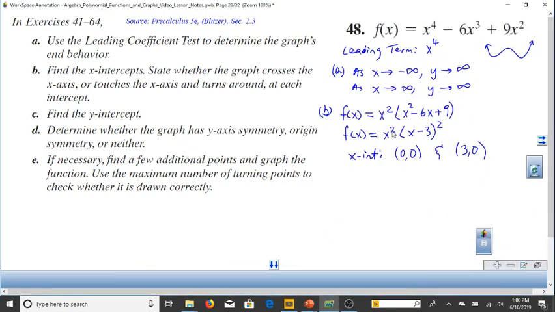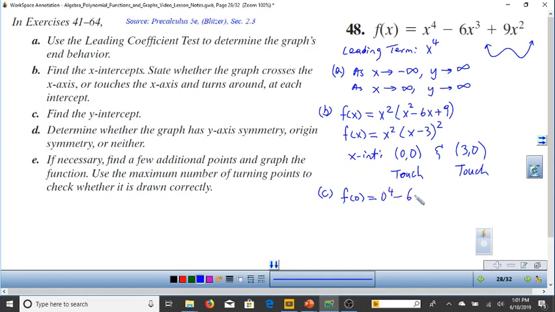And then at (0, 0), the graph is going to touch the x-axis, and at (3, 0), it's also going to touch the x-axis because the multiplicities are even numbers. The y-intercept is also pretty easy. F of 0 is equal to 0 because all the terms have x's in them, so we'll just be adding 0 plus 0. So we end up with the origin as a y-intercept, which we saw right here.